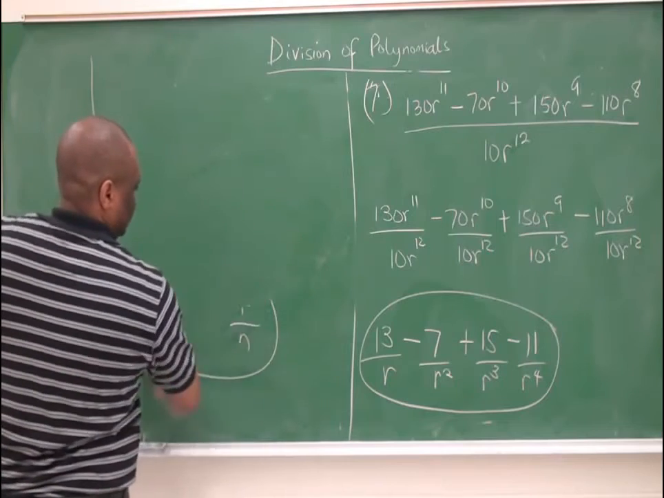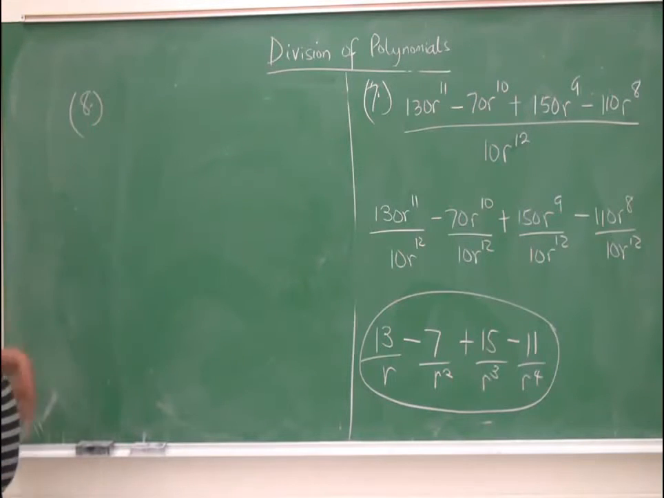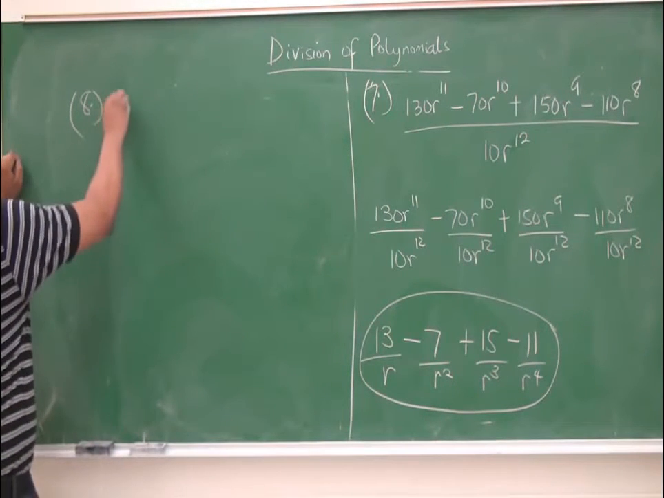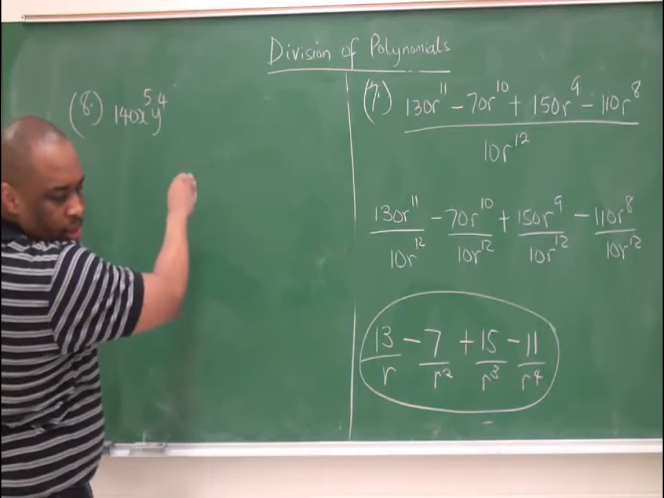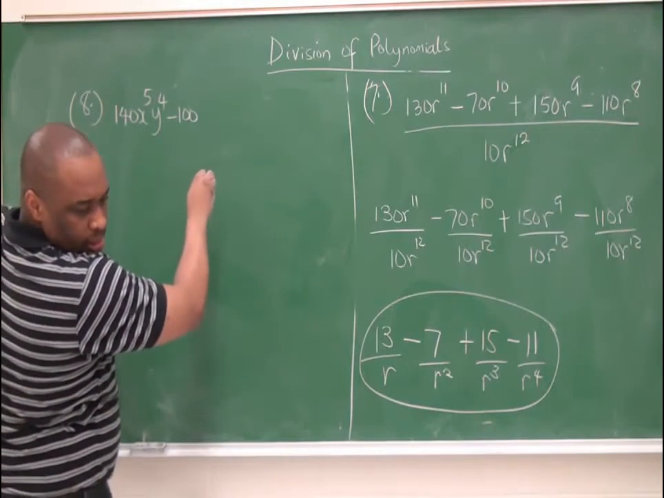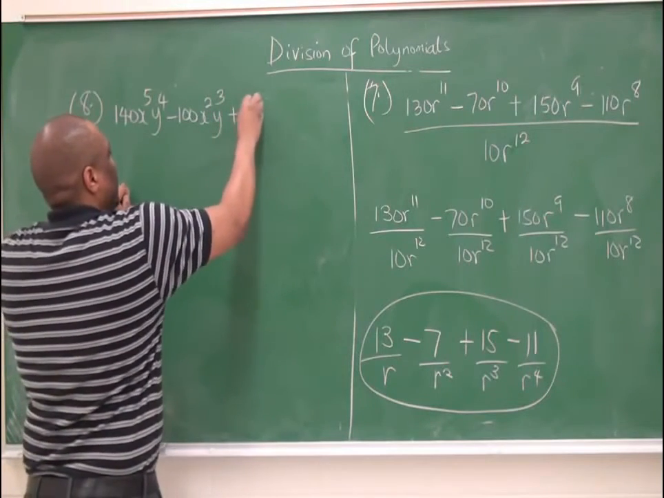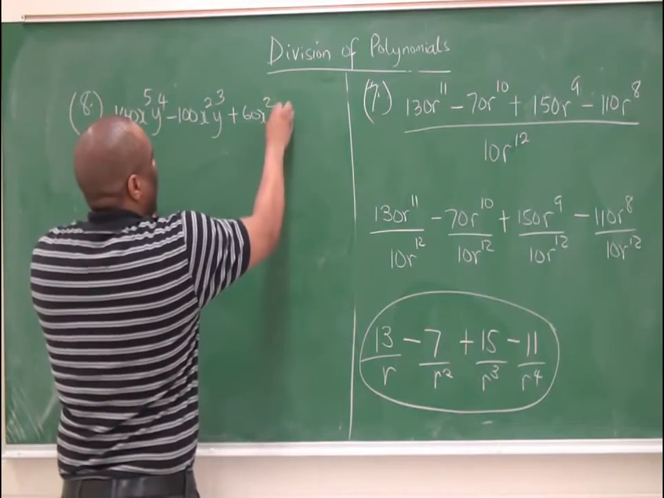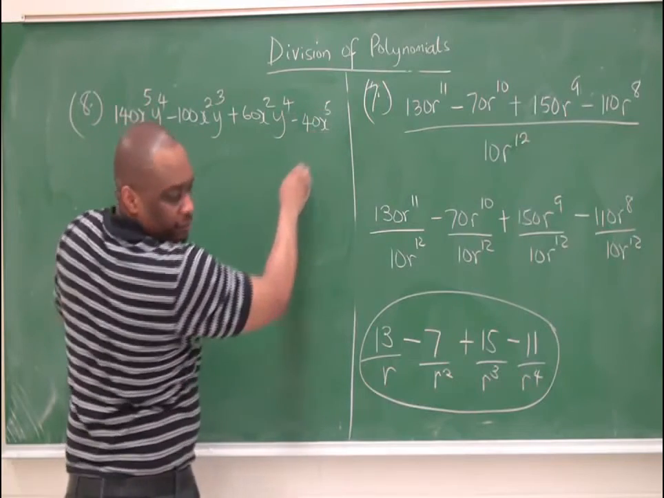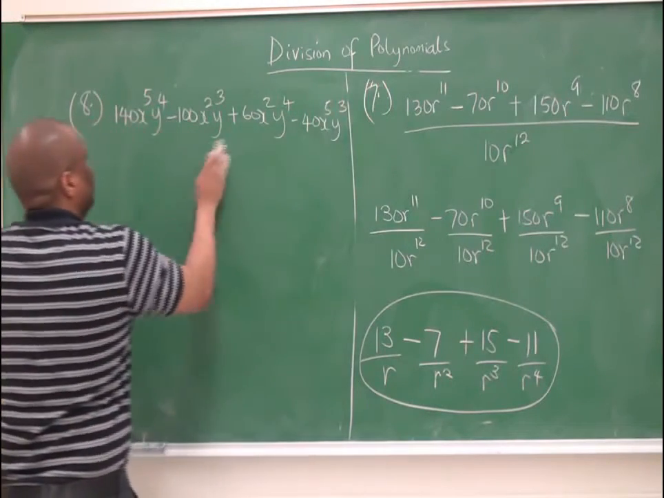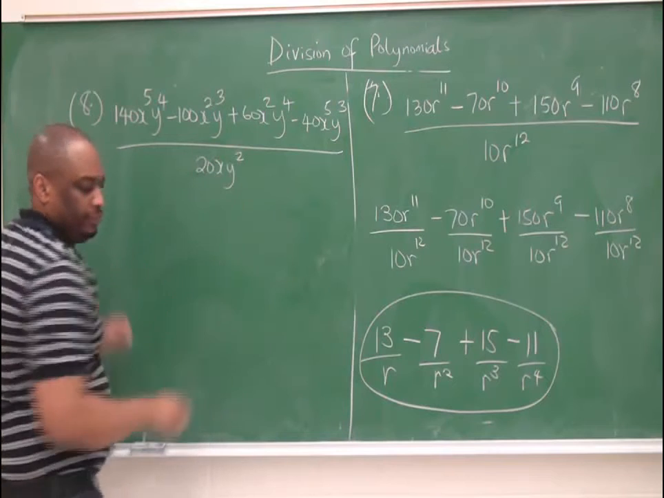Question 8. We have to be careful here. 140x^5y^4 minus 100x^2y^3 plus 60x^2y^4 minus 40x^5y^3, all over 20xy^2.